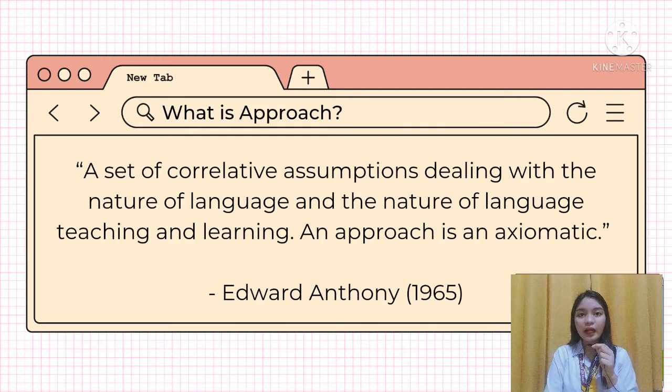Moving on, we have the approach. According to Edward Anthony, approach is a set of correlative assumptions dealing with the nature of language and the nature of teaching and learning. An approach is a way of looking at teaching and learning. Underlying any language teaching approach is a theoretical view of what language is and how it can be learned. An approach gives rise to methods, the way of teaching something which uses classroom activities or techniques to help the learners.